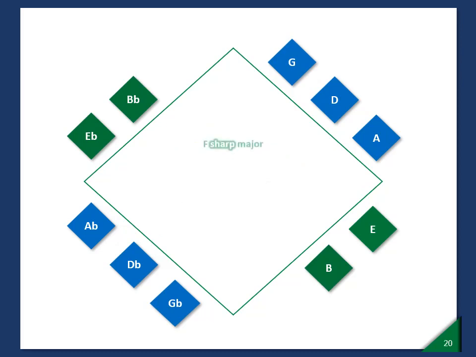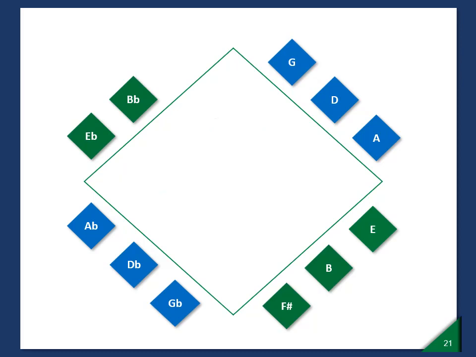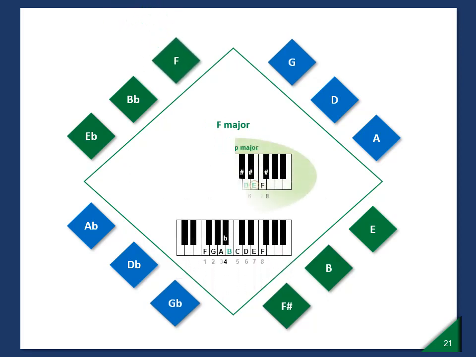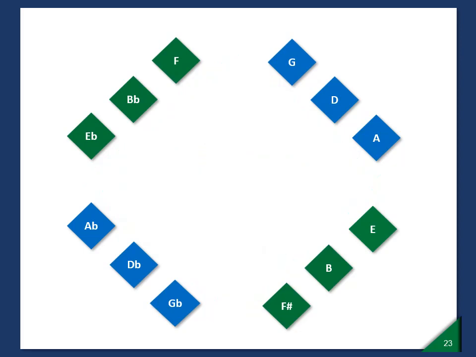Next comes F sharp major, its keyboard diagram and notation. F major appears on the opposite side, its keyboard diagram and F sharp major keyboard diagram to compare. Here is F major notation. Let's make another conclusion.